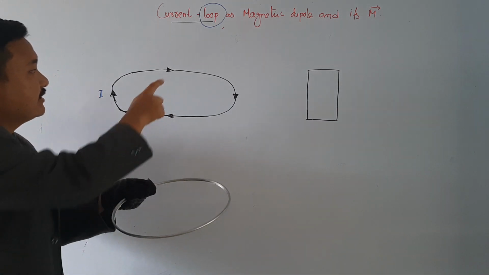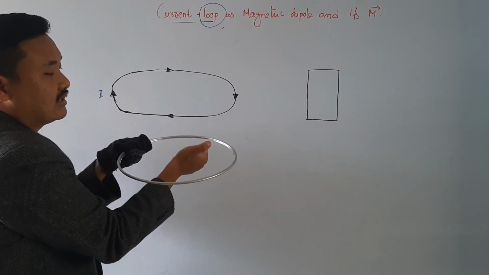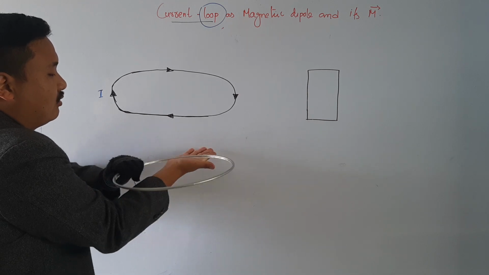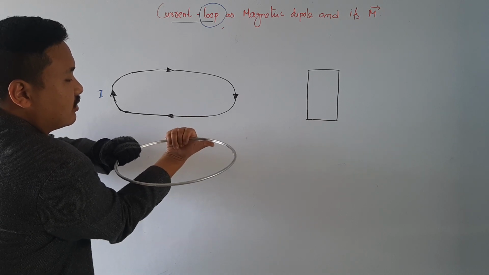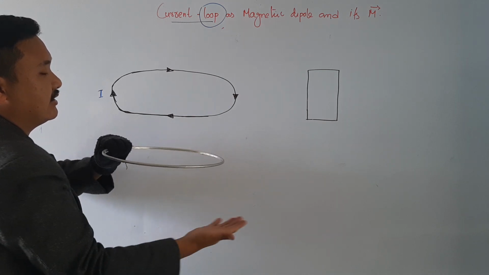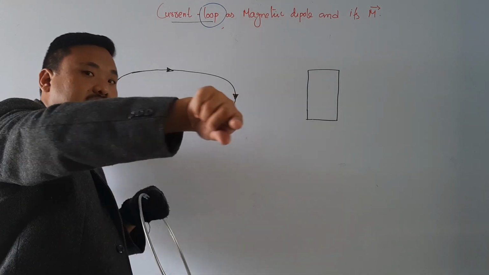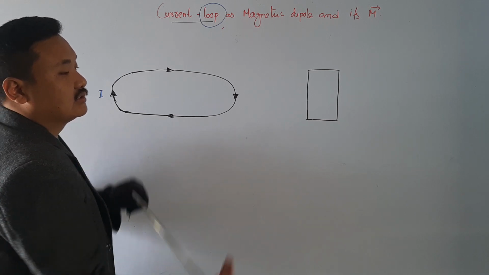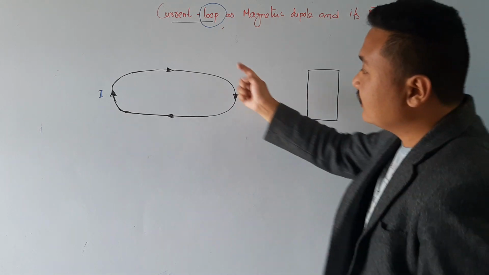Now I will hold it on this part, because here the current is going in this direction, so I have to point the thumb there. Holding it this way, at this point also the magnetic field is going inside. Here also the magnetic field is going inside. Now I will hold it here, where the current is coming towards you. Again the magnetic field is going inside. So at each and every point inside the loop, the magnetic field is going inside.